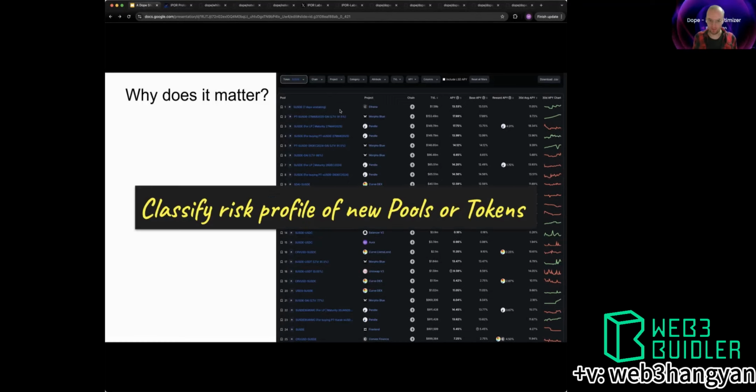So that's why I think this tooling is so powerful, especially on DeFi, because it really helps you classify the risk profile of the tokens, or maybe a new pool, or segregate between different pools on the same token, the same project. So yeah, that's why I think it matters, especially on DeFi.